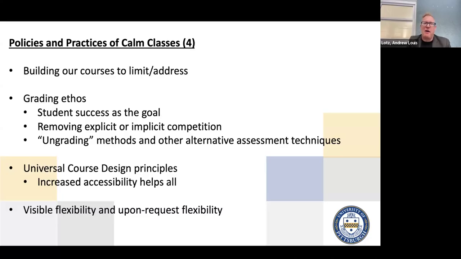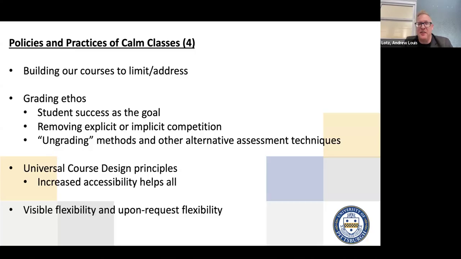So thinking about our courses, the things we can do in our courses to calm our students. You can build them into your courses to limit anxieties and address anxieties in advance. A big one is a grading ethos. I think grading ethos, the way we express it to students, the way we actually do it in classes, sometimes can either alleviate or increase anxiety. And so finding ones that alleviate anxiety can be really powerful.